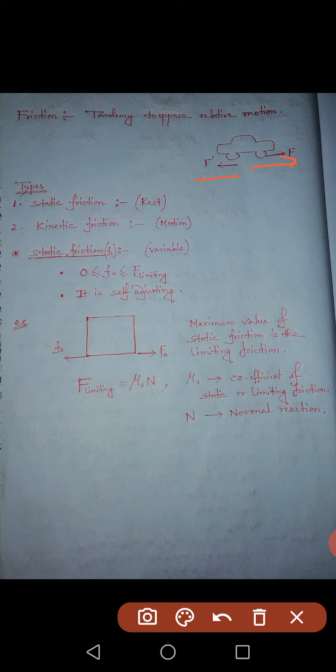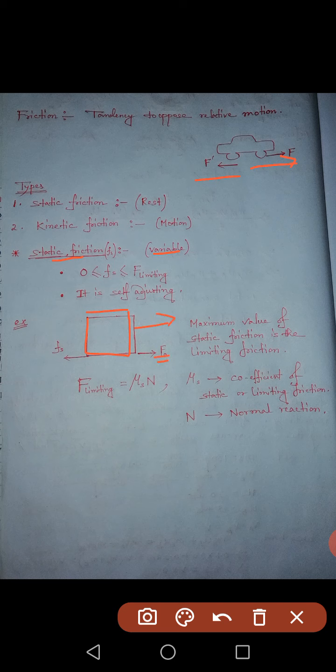Now we will discuss static friction. This static friction is a variable force, we can say. Why is it variable? Again the same example I am giving you. There is a block, and how much force are we applying? Fa. Fa means the applied force, in this direction.